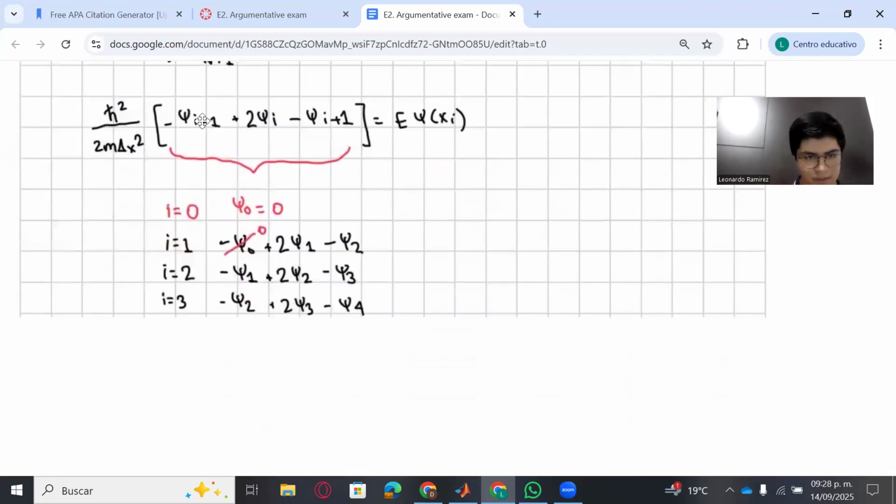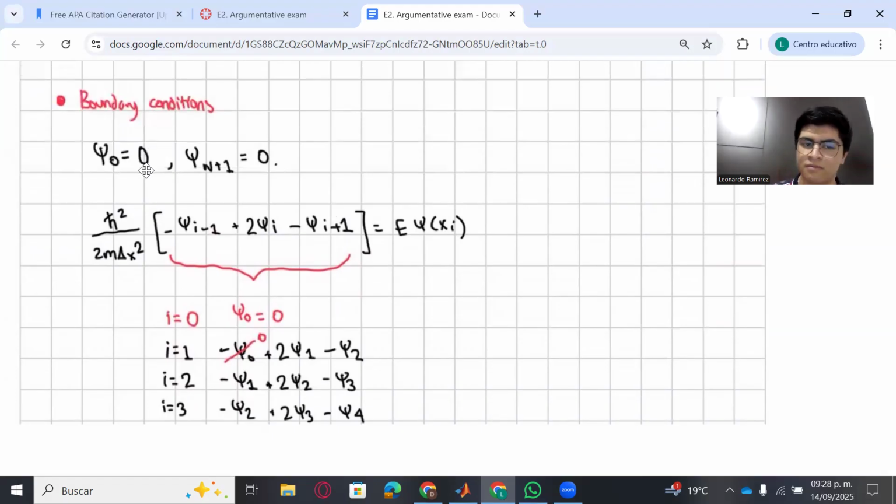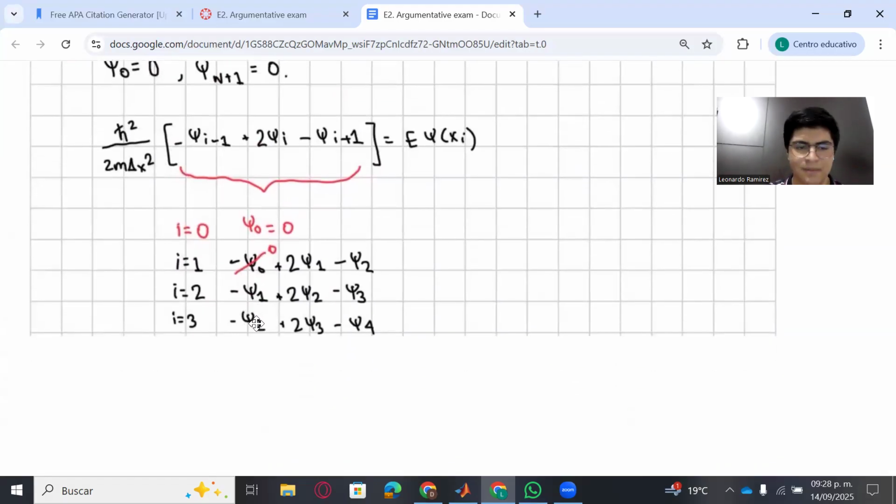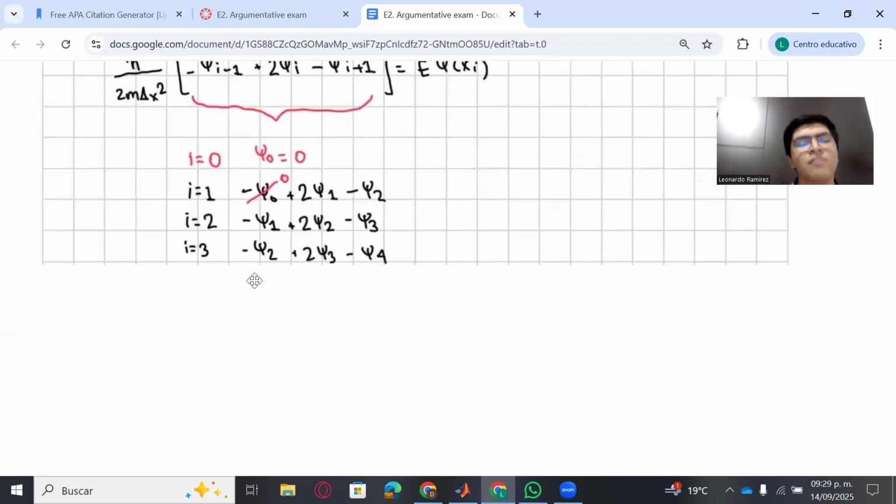Well, i can be whatever designated number we choose. For convenience, let's choose 1, 2, 3, 4, 5. Why not choose 0? Because it doesn't make sense, because 0 is already given in a boundary condition, as in here. So that makes no sense. So following the formula, psi i minus 1, then 2 psi i, and then psi i plus 1, with the minus, we end up with this.